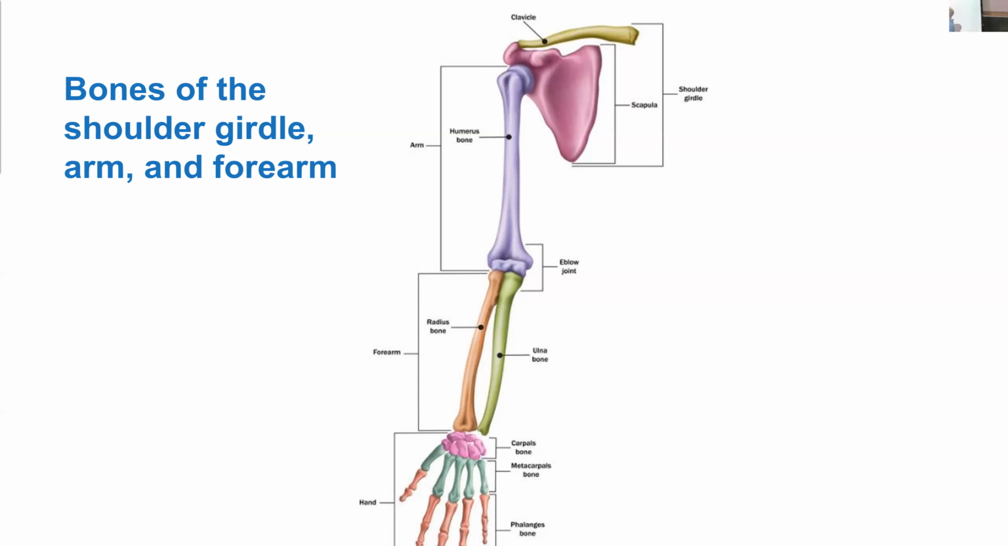And then down at the elbow, of course, the humerus articulates with both the radius and the ulna here. And then those bones extend down here. And importantly, the radius articulates with the carpals, but the ulna actually doesn't directly articulate with those carpals.